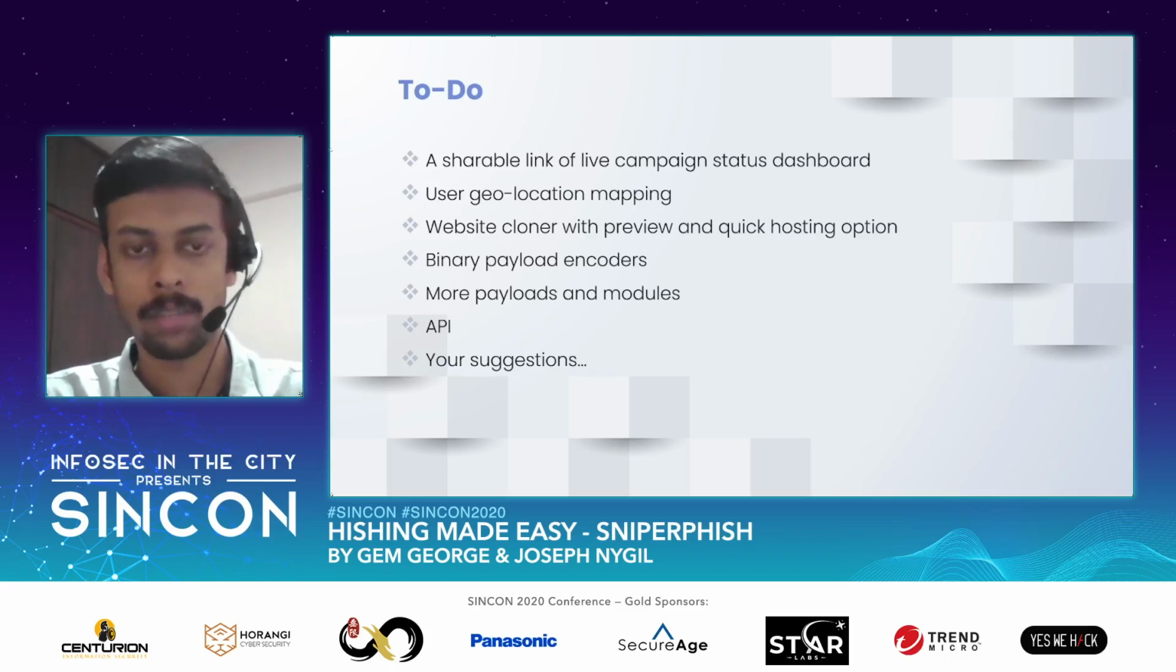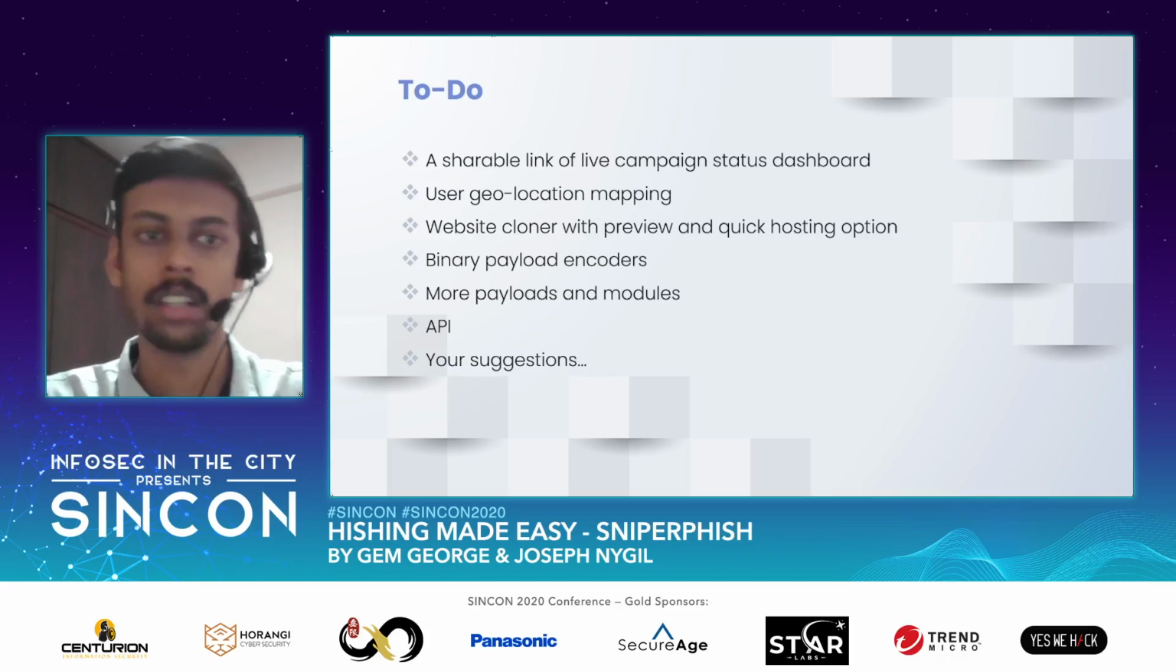User geolocation mapping is where we plot the user location on the world map. For example, if the user opens a mailbox and opens the phishing mail, we will get tracked. So we can track the user based on their IP, and we can plot their geolocation based on that. And the website cloner with preview and hosting option. Currently, we do not have a website cloner module in the phishing toolkit. We will be adding that soon.